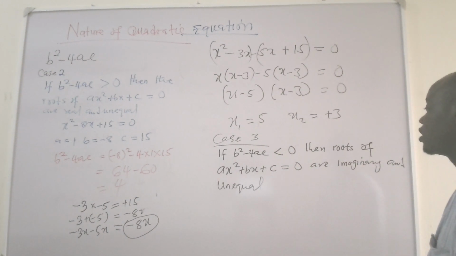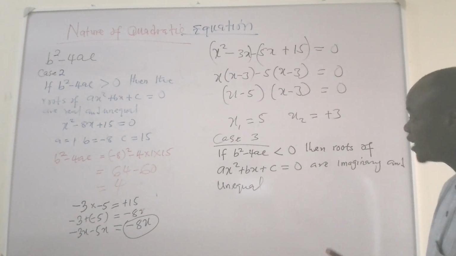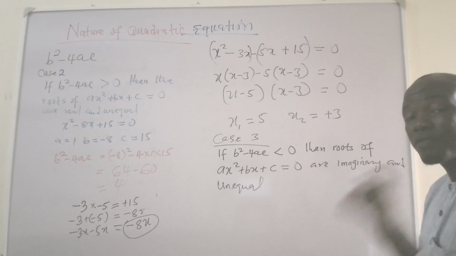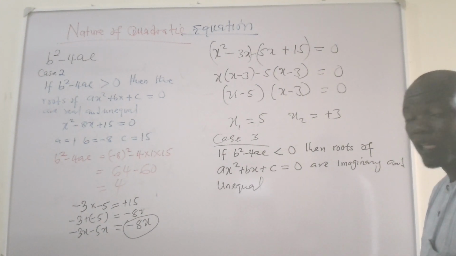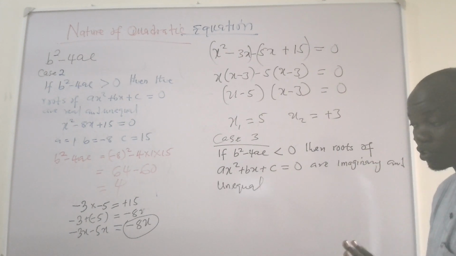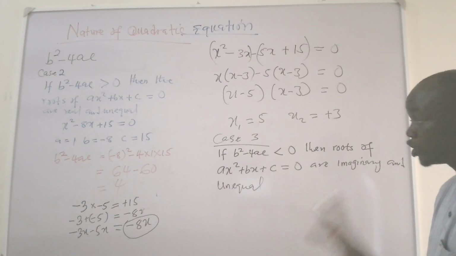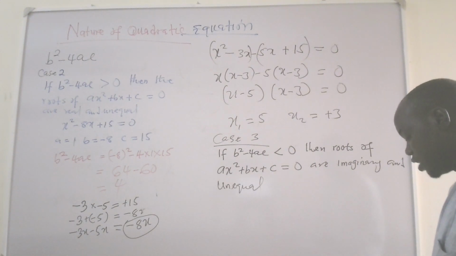So actually, whenever you calculate your discriminant and observe that its value is less than 0, it means that it is negative. So you have to think of using the formula method to solve such a problem. So let's now look at examples. Let's now take an example.